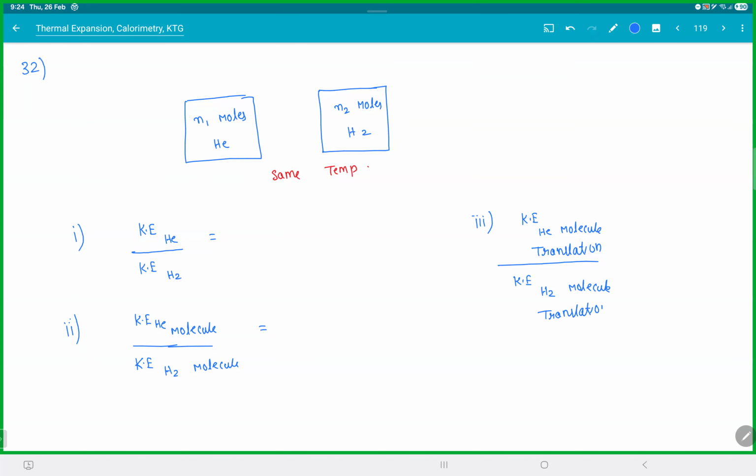So we have two containers filled with N1, N2 molecules, helium and hydrogen, same temperature. Find the ratio of these three things. Get it? Simple formula substitution. Let's give it a try. Right, Param? No, Aditi. Right, Shreyansh. Try, everyone, try. I'll give you a minute.